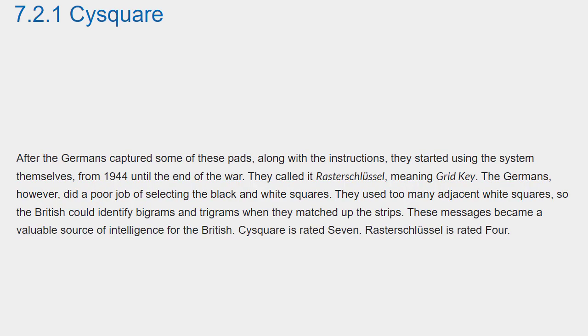After the Germans captured some of these pads, along with the instructions, they started using the system themselves from 1944 until the end of the war. They called it Rasterschlüssel, meaning grid key.